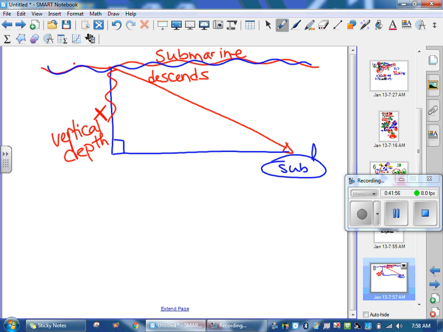Now, if it tells you the angle of depression of the submarine, they're telling you this angle right here, from the surface of the water down, the angle that the submarine descended on. So that's our angle of depression right there. Well, that's going to be equal to the angle of elevation. Okay, they're always identical. This concludes Unit 3, Trigonometry Review.